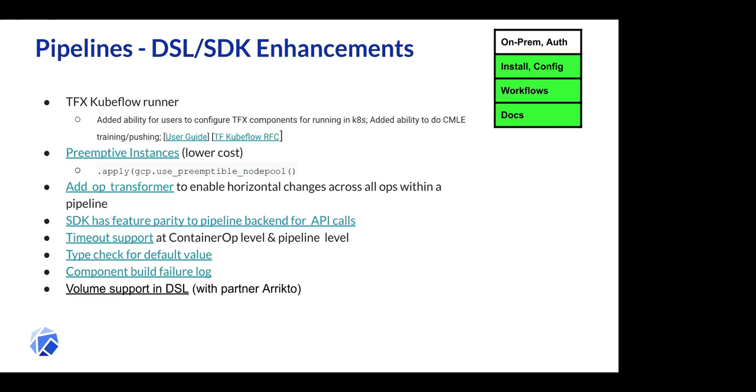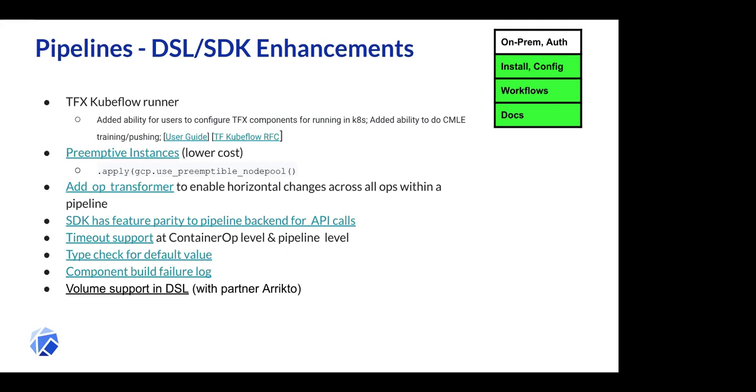And the next bullet talks about the SDK feature parity to the API. So we enabled delete, load, upload, and list, all these server-side API calls, through the KFP client. Next one talks about the timeout support, which is enabled at the container op level as well as the pipeline level. Again, the link here shows you the details of the PR change, and there should also be a sample that you can refer to.